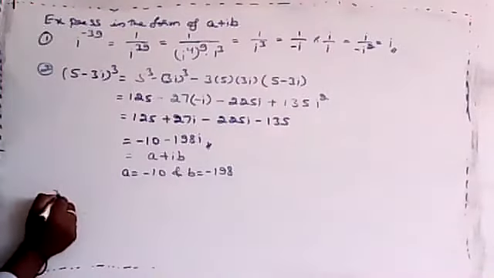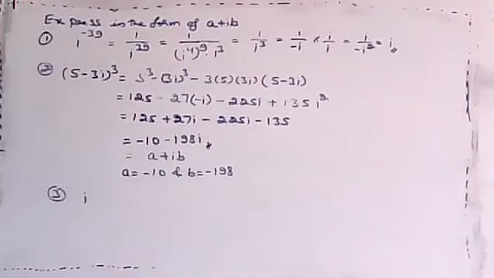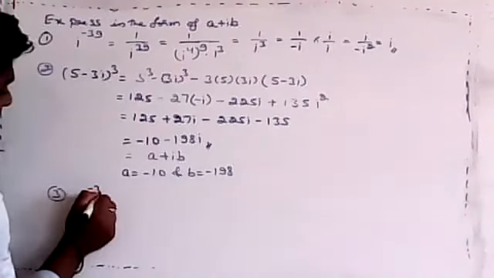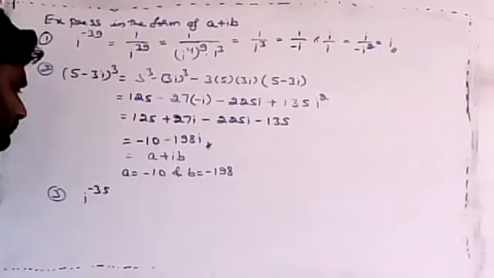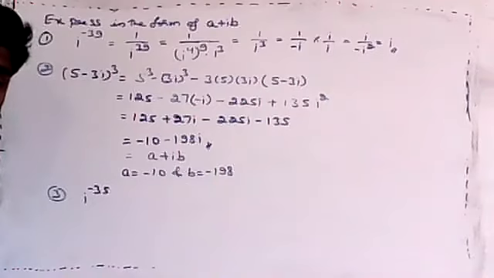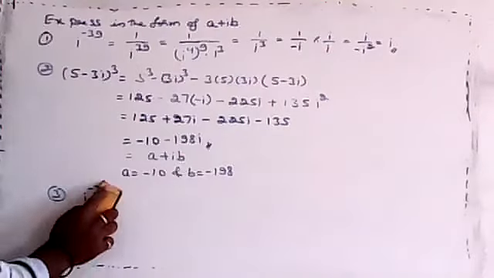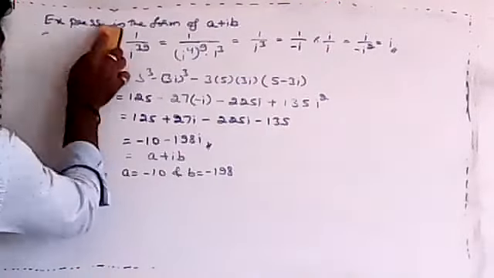So directly you have to tell me, no need to solve this one. Can anyone tell me what is the answer for this one? i to the power of minus 35. Quick answer I want. What do you get as the answer? Minus i. So right it is. Good. Nice answer. So same way we'll move on to the next one.